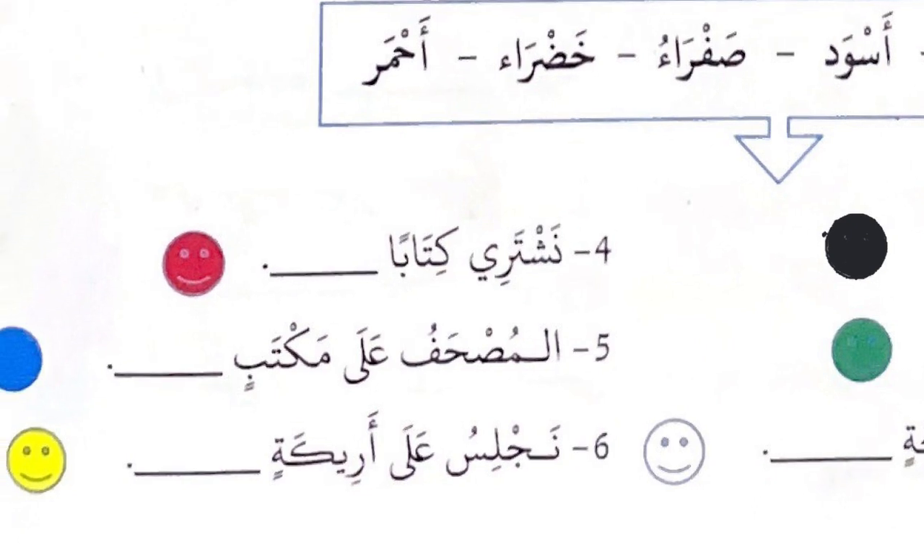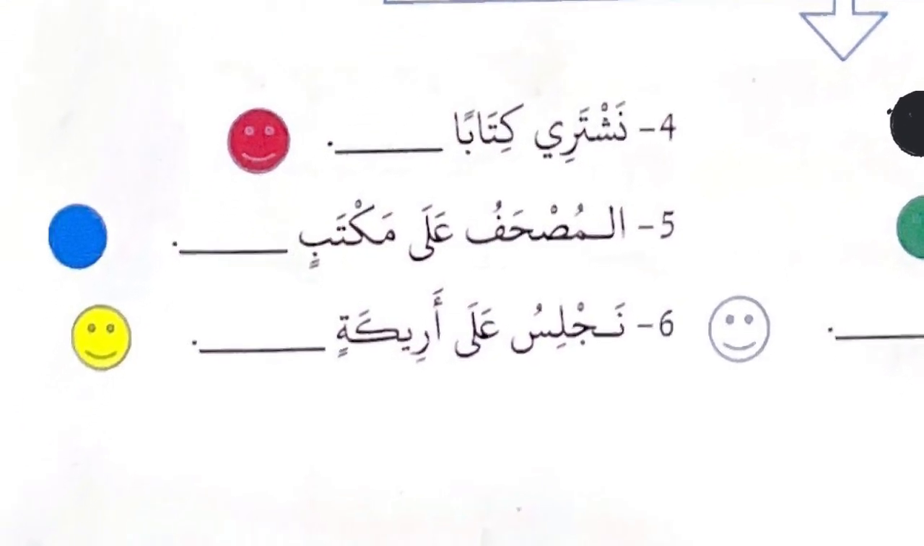The fourth sentence, number 4. Nashtari kitaban. Nashtari, we buy. Kitaban, a book. So we buy a book. What is the color of that book? So we need red. Red is either ahmar or hamra. Look at this word. This is muzakkar, kitab. So the correct version is the muzakkar version, which is ahmar. Nashtari kitaban ahmar.